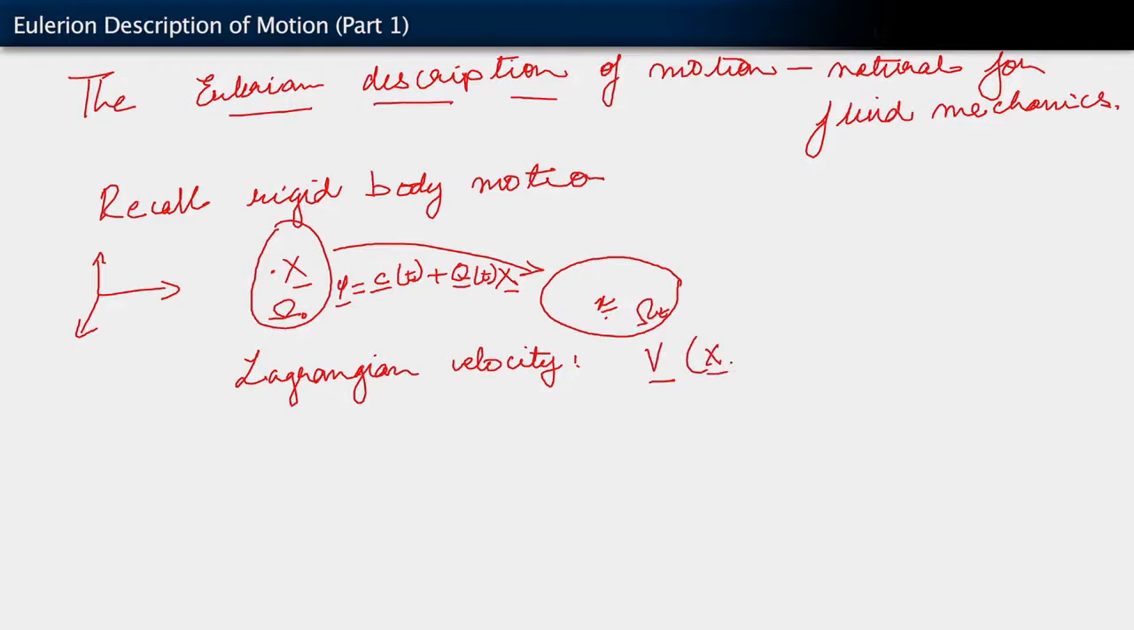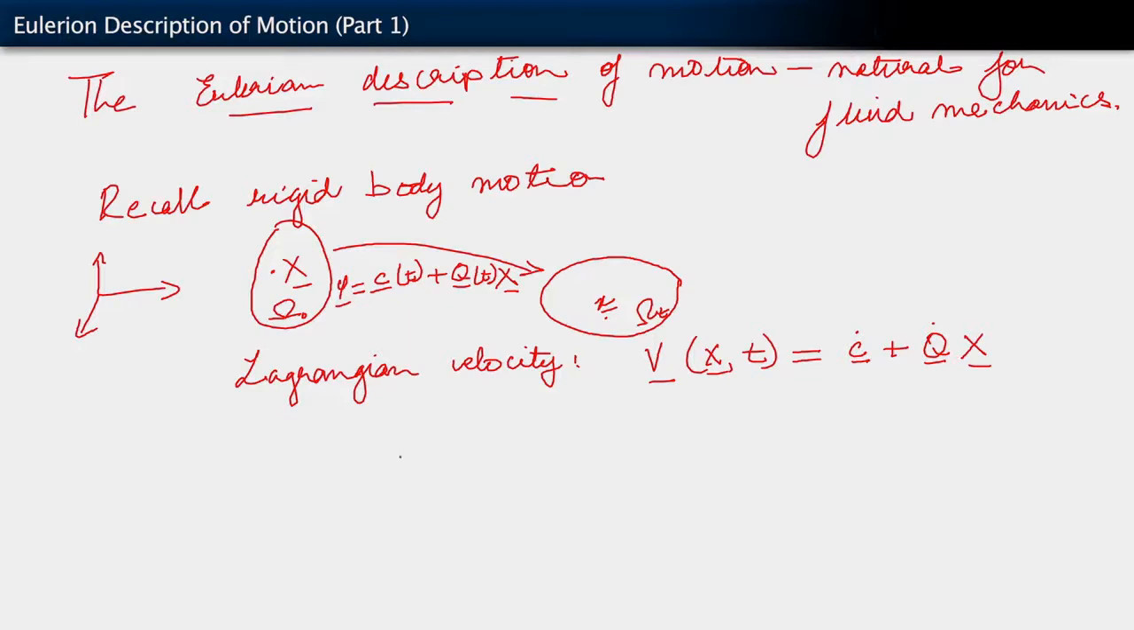Parameterized by X comma time equals now c dot plus q dot X. I'm going to dispense with the explicit indication of the time dependence of the vector c and the tensor q, just to save some space here. All right, we have this. Now, we want to rewrite this as little v of x comma t.